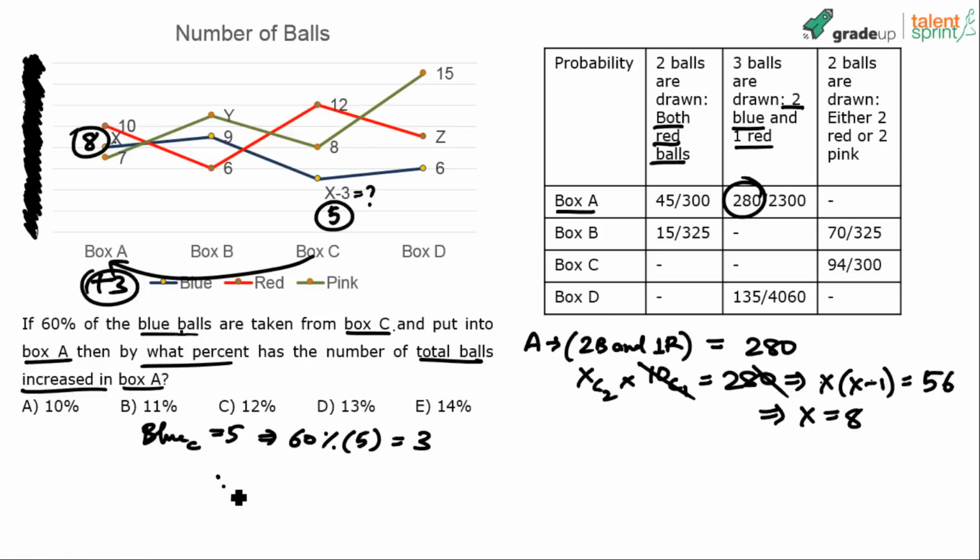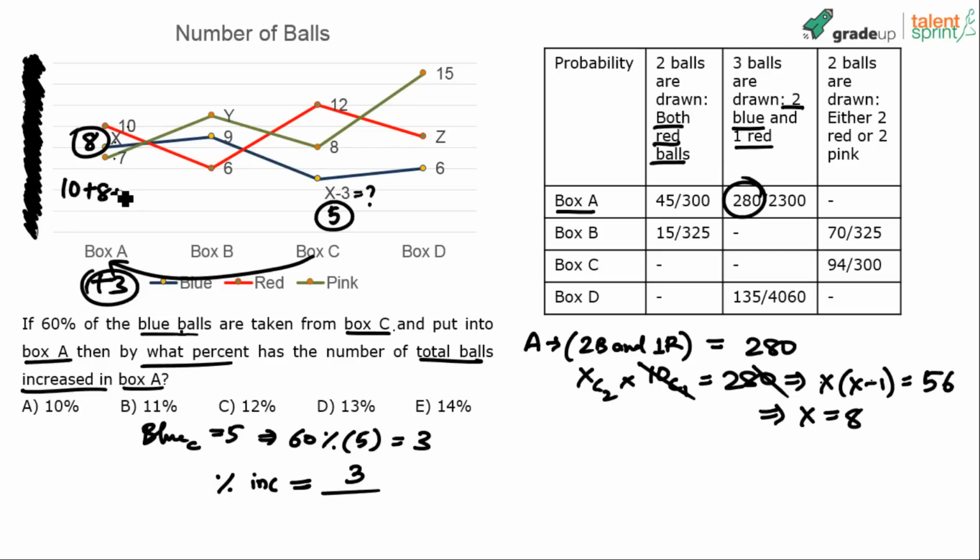See, percentage increase. How can you calculate the percentage increase? Actual increase is 3 balls. How many balls have increased in box A? 3 balls. 3 balls from C have been put into A. So number of balls increase is 3, divided by total number of balls. Total number of balls initially are how much? 10 plus 8 plus 7.